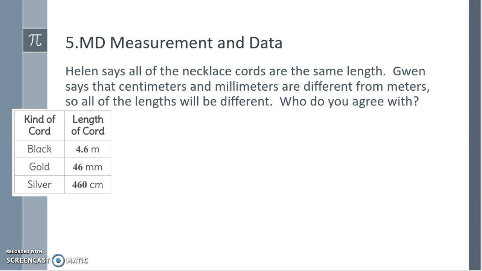Helen says all of the necklace cords are the same length. Gwen says that centimeters and millimeters are different from meters, so all of the lengths will be different. Who do you agree with? We have a color cord and then their lengths: 4 6/10 meters, 46 millimeters, and 460 centimeters.